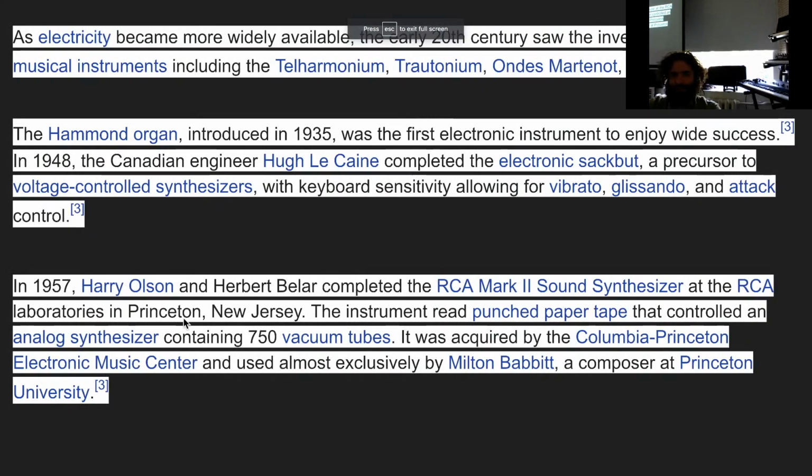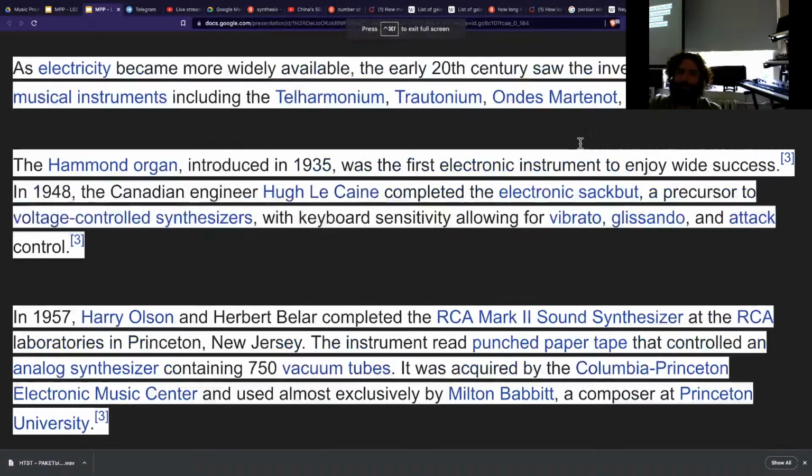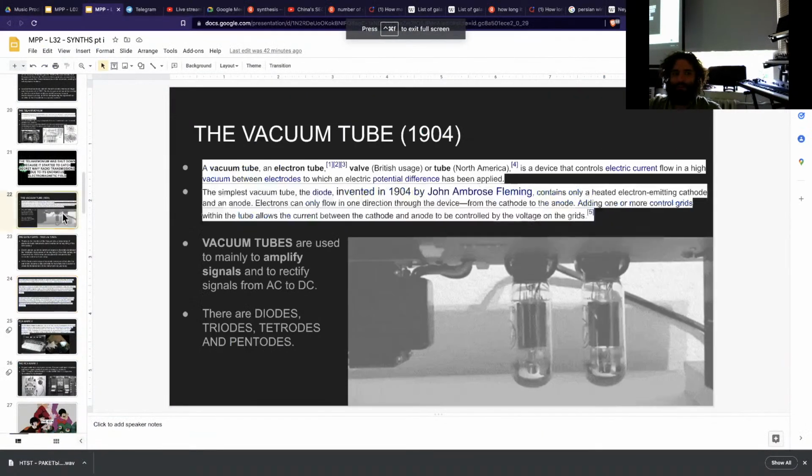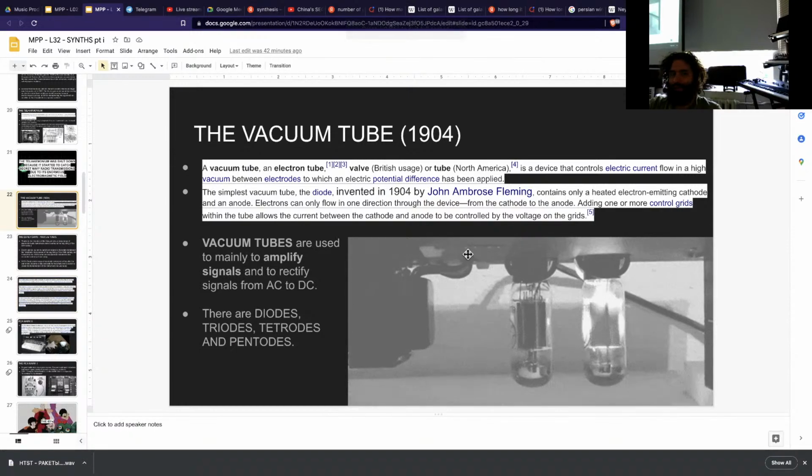This thing, imagine, had 750 vacuum tubes to get it running. Lamps, you know, so it amplifies. We discussed this in previous lectures, but I'll give you the TLDR of it.